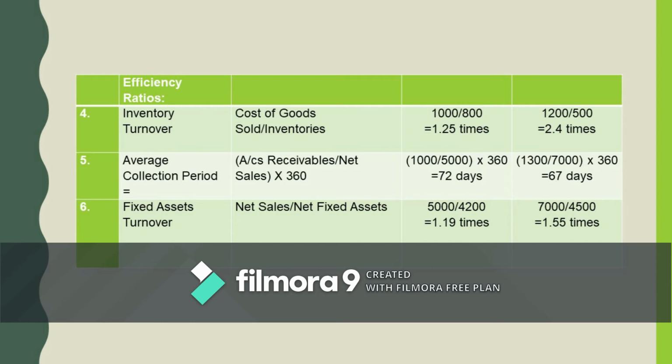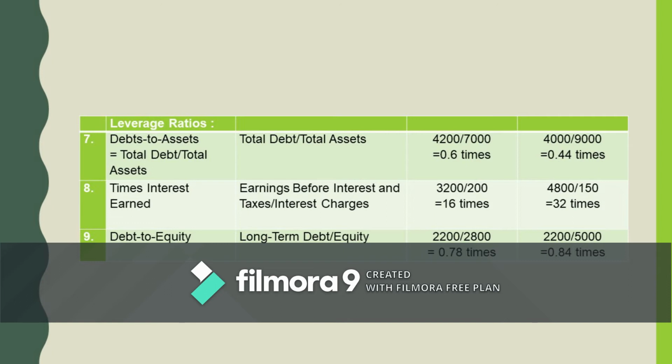The last efficiency ratio is fixed asset turnover. This ratio is used to measure the effectiveness of management in utilizing all the firm's fixed assets. For the year 2018, a low turnover ratio may indicate the firm is underutilizing the fixed assets compared to year 2019.